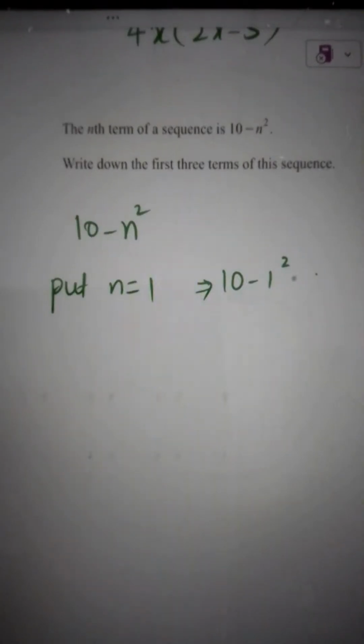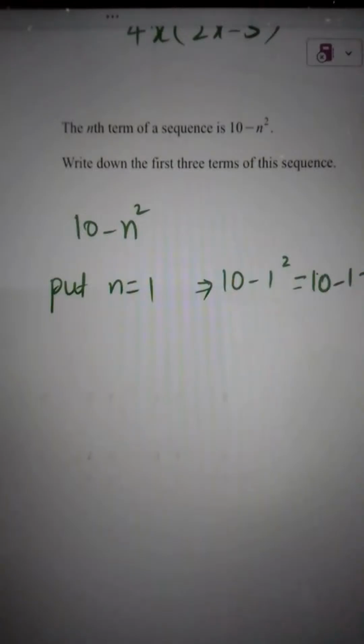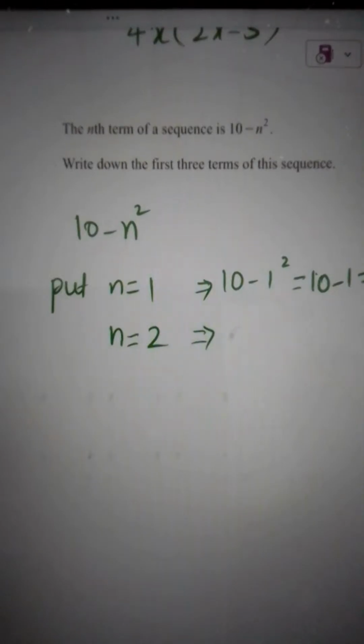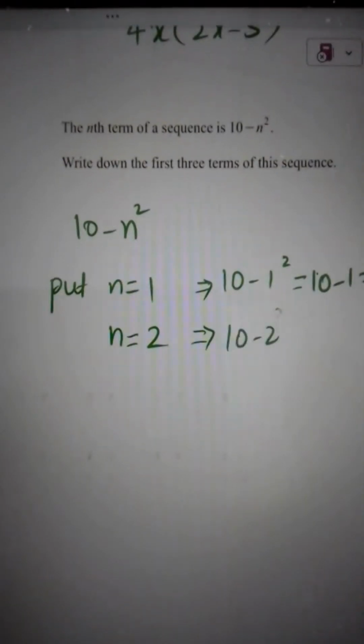Here it is 10 minus 1 squared, 10 minus 1, it means 9 is the first term. Then we put n equal to 2, that gives us 10 minus 2 squared, that will be 10 minus 4, which is 6.